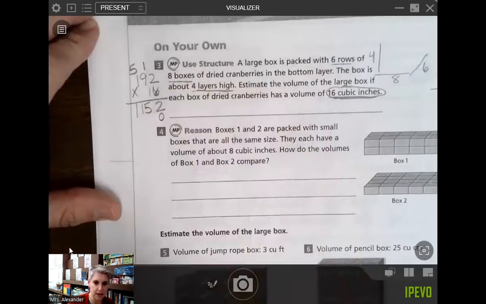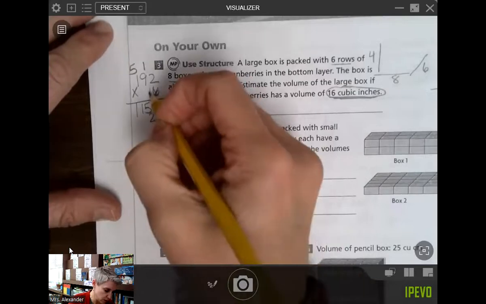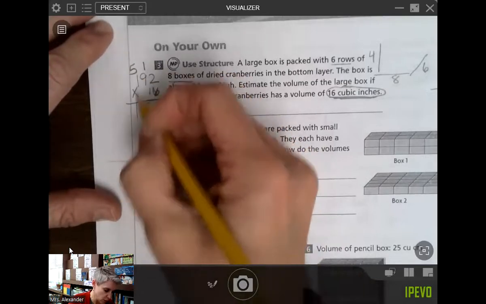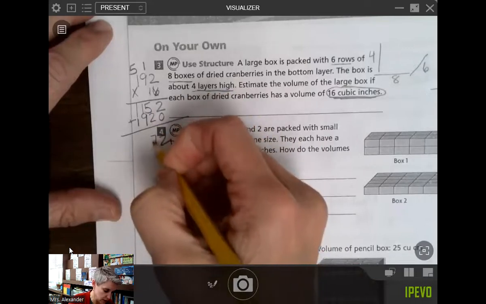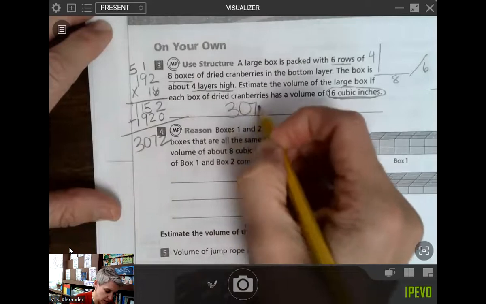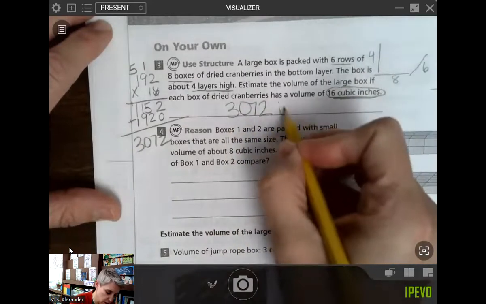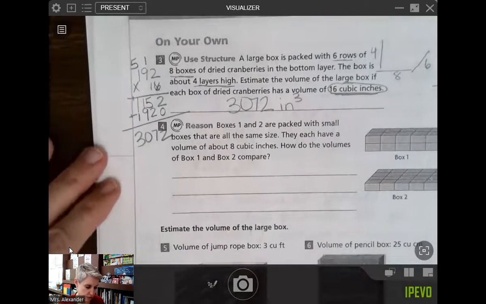We're moving to the tens. I have my zero placeholder. 1 times 2 is 2. 1 times 9 is 9. 1 times 1 is 1. We'll add. I get 2, 7. I do believe it should be 3072 cubic inches for that answer. All right. Give yourself a star or a smiley face if you completed this from class today.